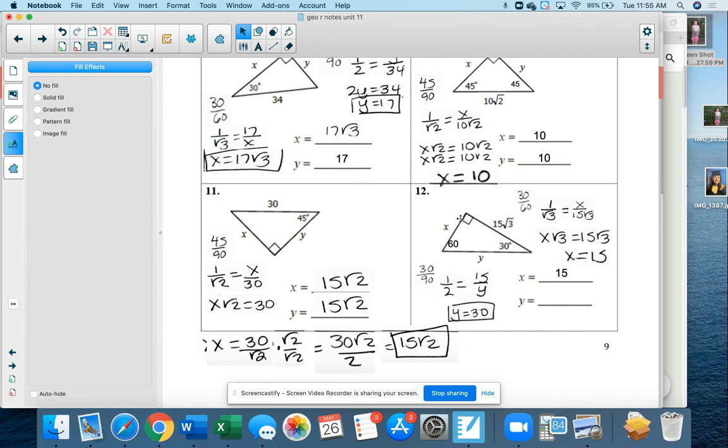If you know that the hypotenuse is just twice the side across from the 30, you can certainly do this without the proportion. I just wanted everyone to be comfortable with these proportions. Okay? And that's the video.